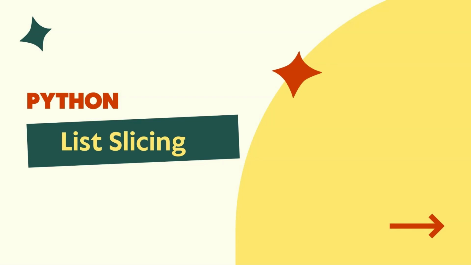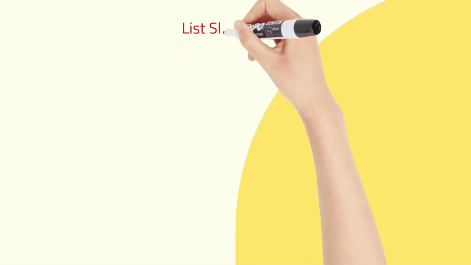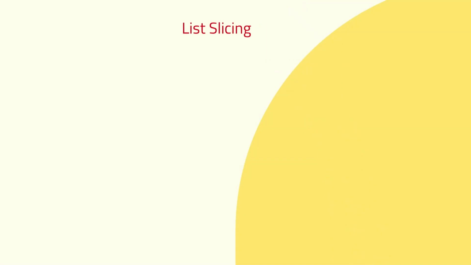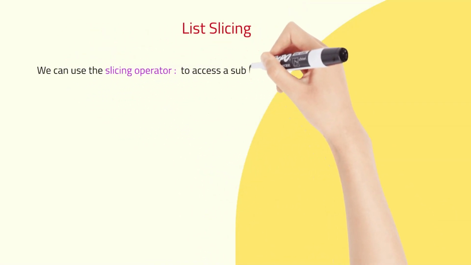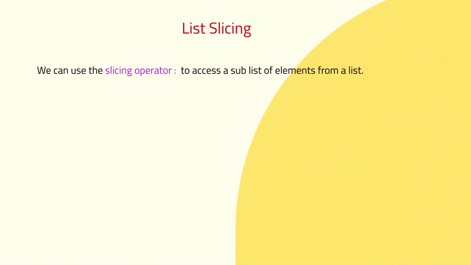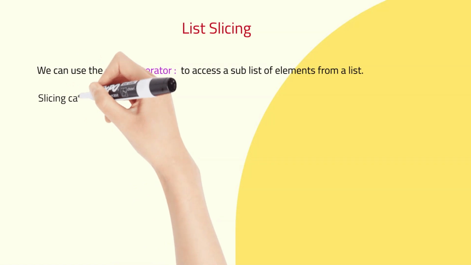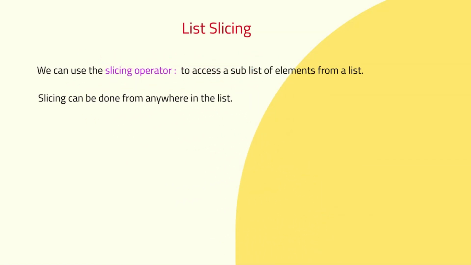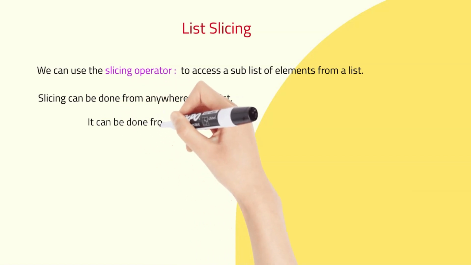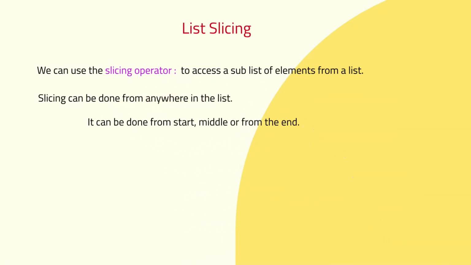In this video, we will discuss slicing a list. Slicing operator can be used to access a sublist of elements within a list. Slicing can be done from anywhere in the list. It can be done from start, middle, or from the end of the list.